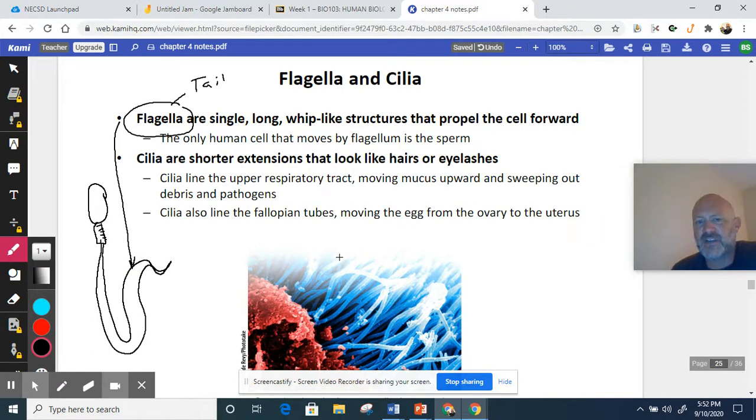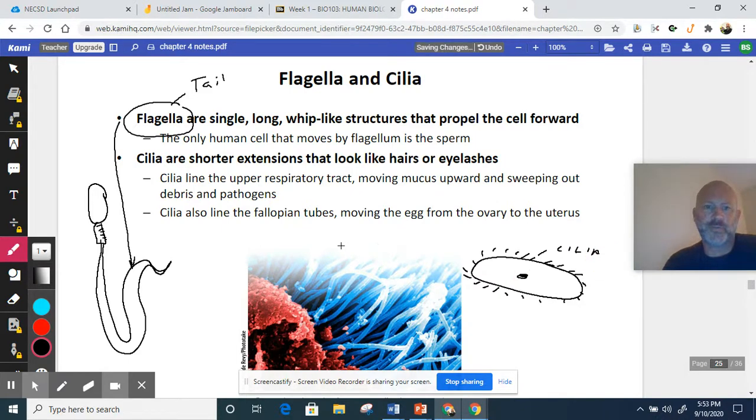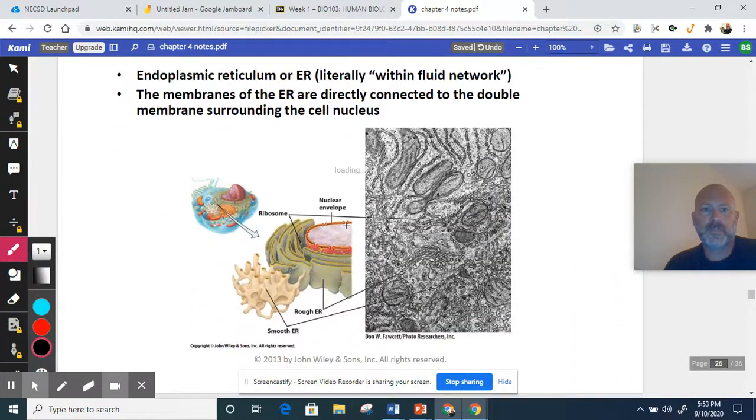Not all cells have these. Some cells have cilia. There's some protists that have these little hair-like structures on the side called cilia. And as the cilia move, it kind of propels the cell like oars in a boat. Your respiratory tract has ciliated cells in it. And what happens is when you breathe in dust and other undesirables, they get trapped in the mucus in your respiratory tract, and then the cilia kind of brush them back up where they came from.